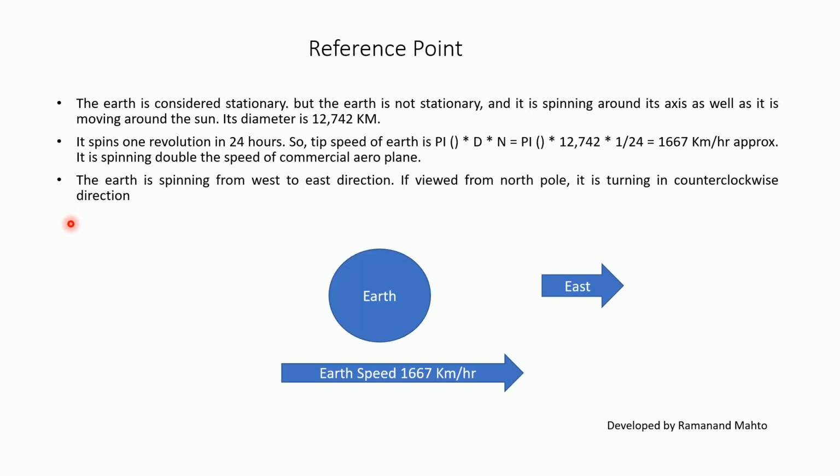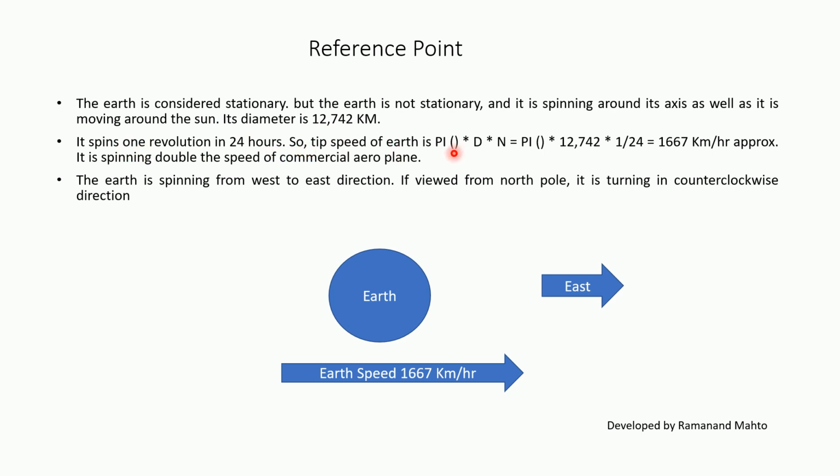Let's start with the reference point of view. The earth is considered stationary, but the earth is not stationary. It is spinning around its axis as well as moving around the sun. Its diameter is 12,742 km. It spins one revolution in 24 hours.